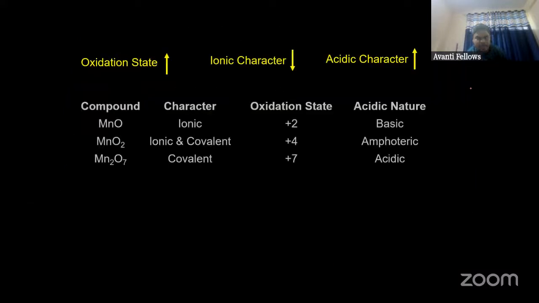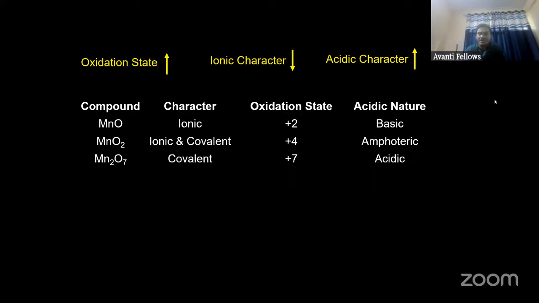Let's see. So the most important thing is, as the oxidation state increases, ionic character decreases and acidic character also increases. So this point you need to remember, right? Ki as the oxidation state increases, ionic character decreases and acidic character increases as well.